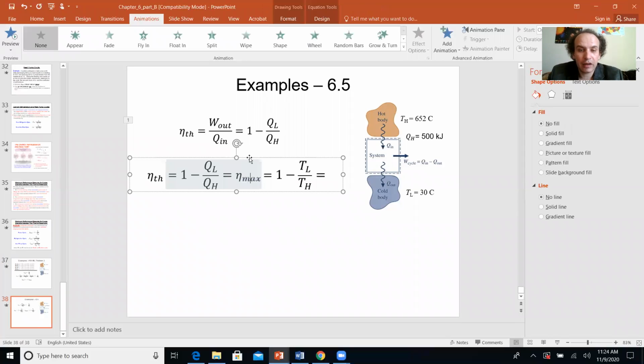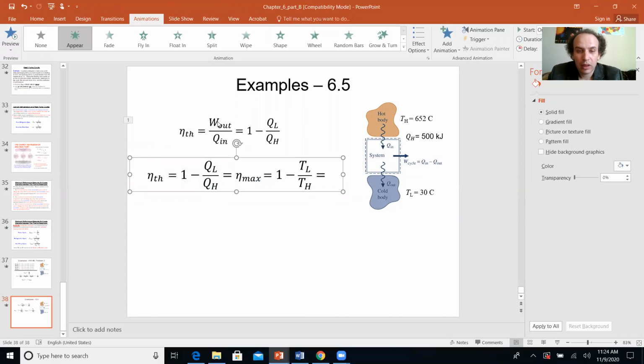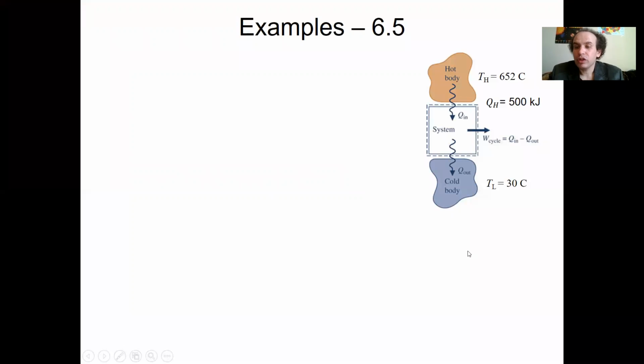This is an example from your textbook. Let me just go like this, okay? So what is stated here? It's, for example, 6.5. So what you have here? It's stated that you have, again, a power cycle which operates between two reservoirs.